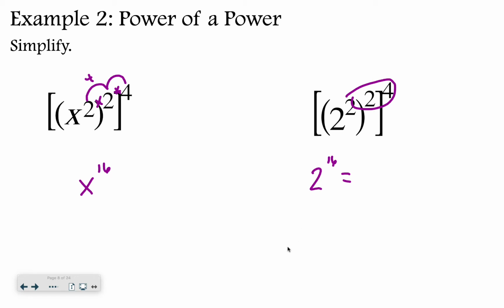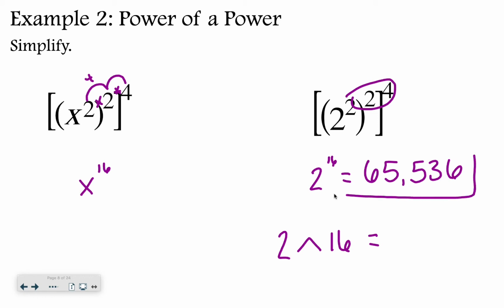So on the calculator, you would type 2, you'd use the caret key, 16, and then you'd hit enter, and you would get the answer 65,536. Okay, so make sure you read the directions to see which way it wants your answer. Usually it wants you to write it like this.